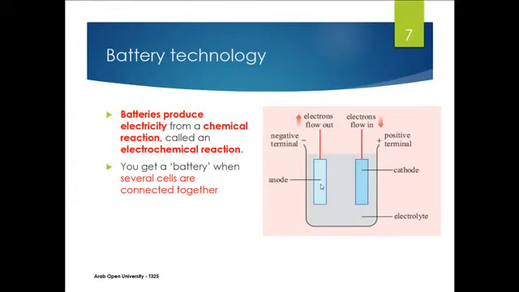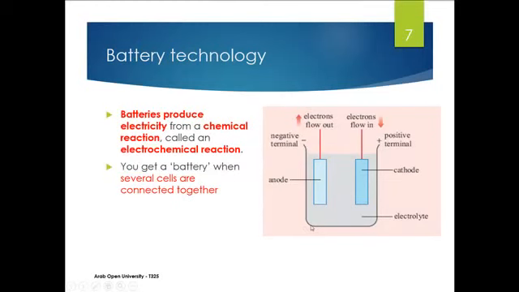So let's start talking about battery technology. As we all know, batteries produce electricity from a chemical reaction. These are the classical batteries, and this reaction is called an electrochemical reaction because we are generating electricity from a chemical reaction. The image in the slide is of one cell, where we can see there are three main components: the anode, the cathode, and the electrolyte. By definition, the anode is the part where the electrons flow out, the cathode where they flow in, and the electrolyte is what they are immersed in.